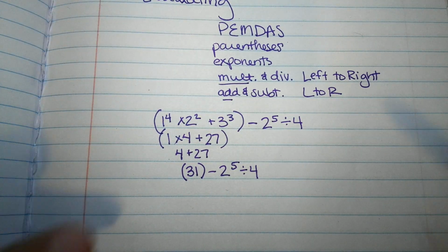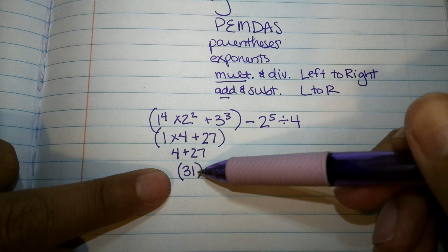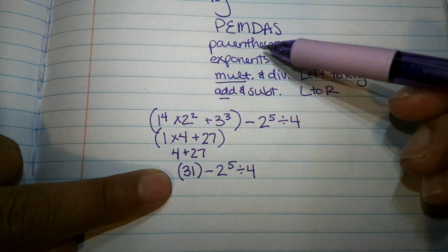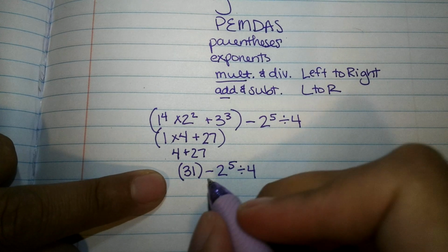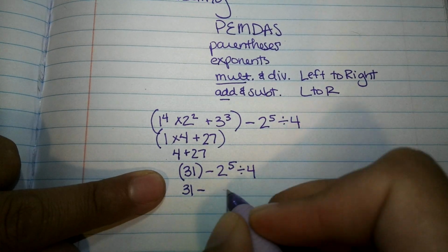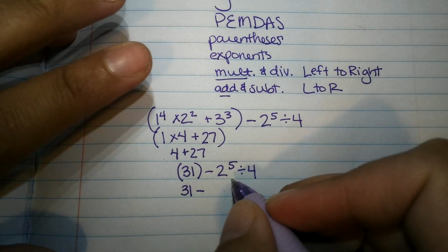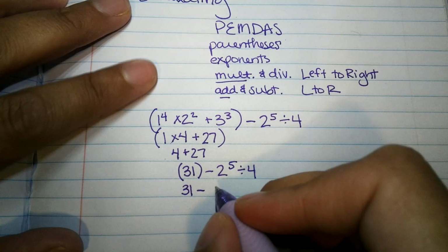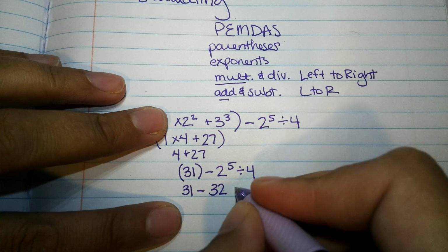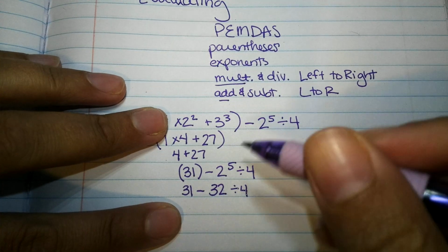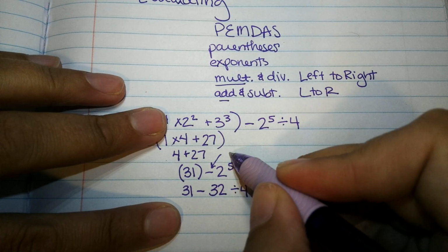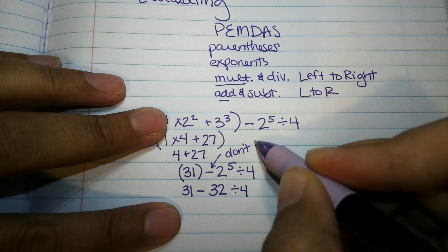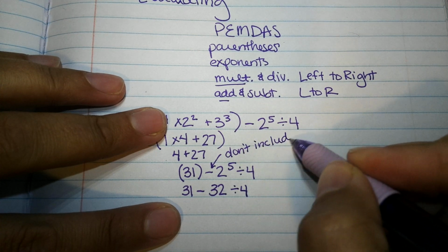Okay, so I still have parentheses. It doesn't matter in this case because there's nothing to do inside the parentheses. Exponents, yep, I've got them. 2 to the 5th. So I've got 31 minus 2 to the 5th, so 2 times 2 times 2 times 2 times 2, 2, 4, 8, 16, 32. Now, real quickly, I don't include the minus because it's not in parentheses.